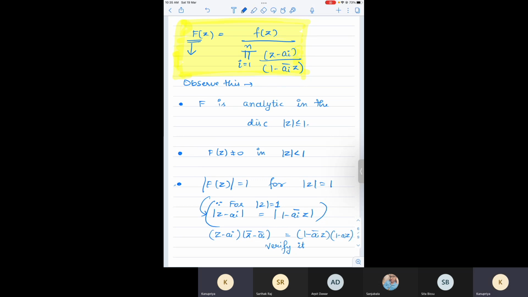Now we know that this is non-zero. Therefore, we can talk about 1 by F also. F is analytic, 1 by F is non-zero. Therefore, both of these are analytic in the disk.